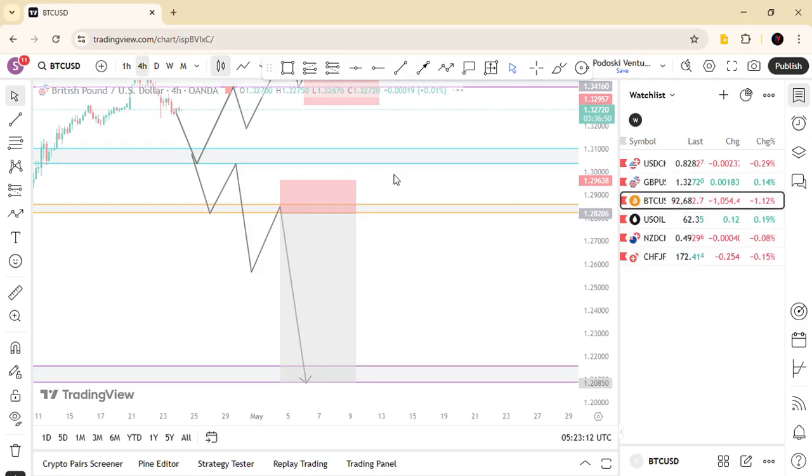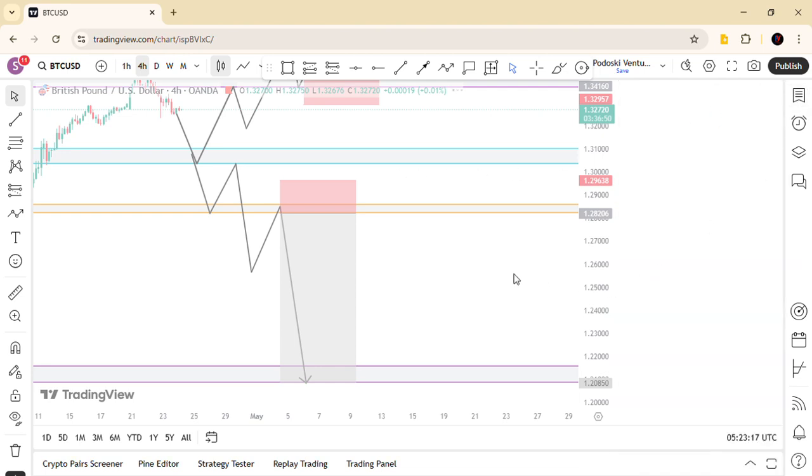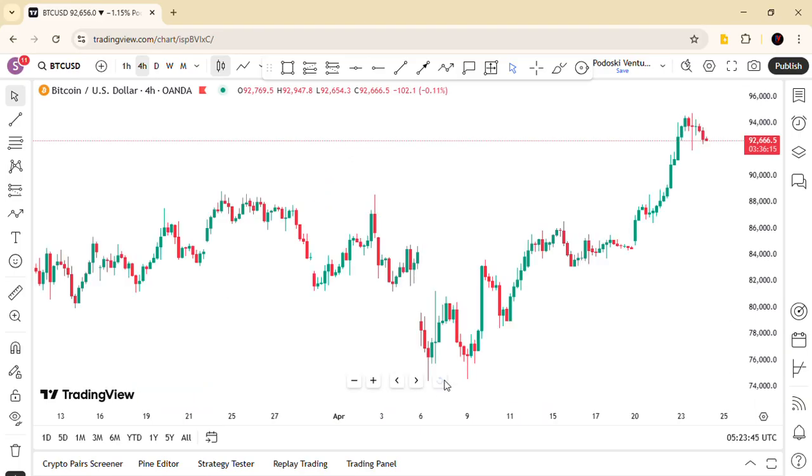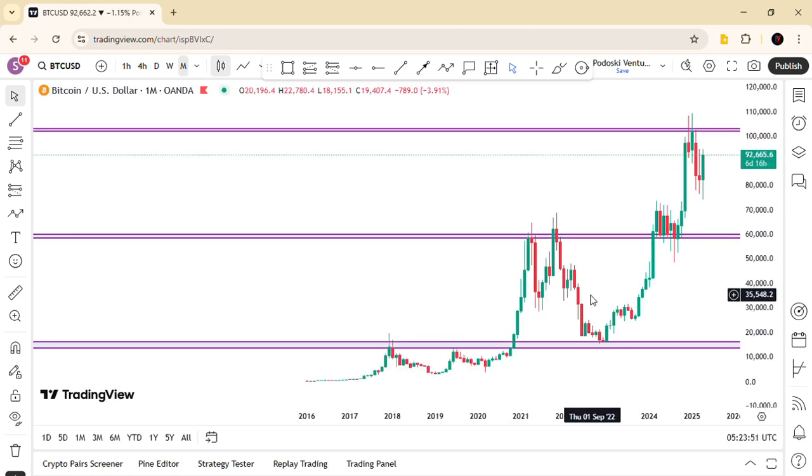So the next pair on the list is BTC USD. The network is really messy. Okay, so here we are on BTC. Let's move on to the monthly time frame and start from there.